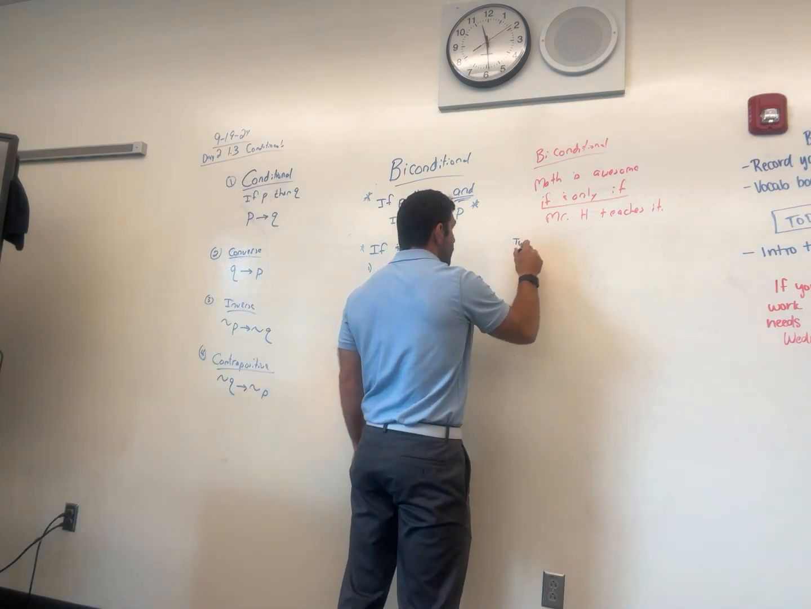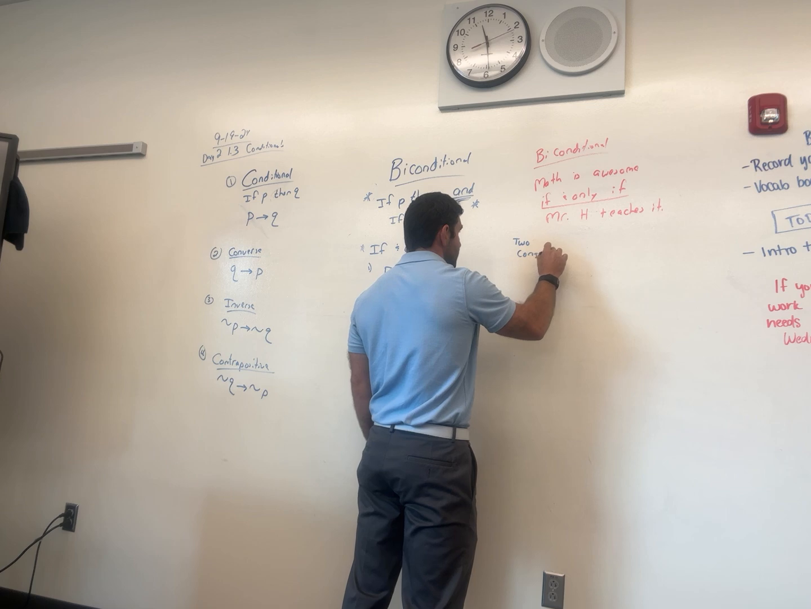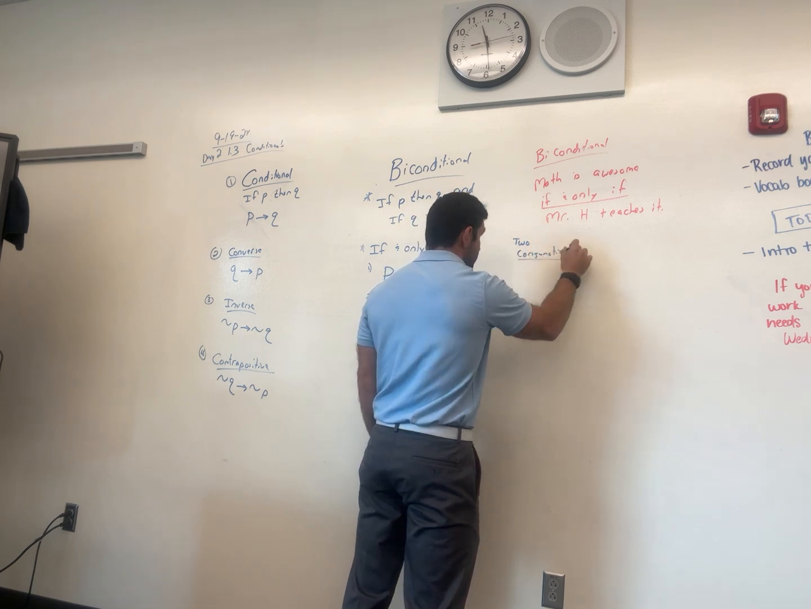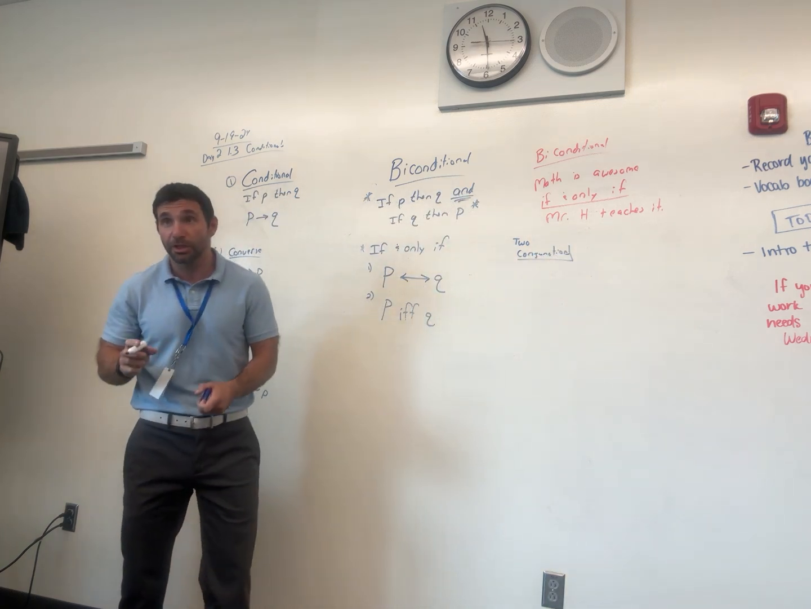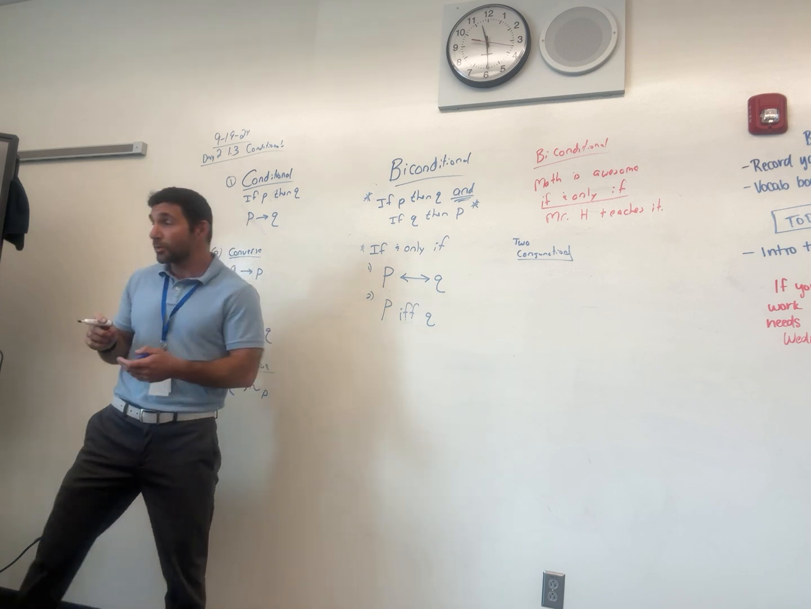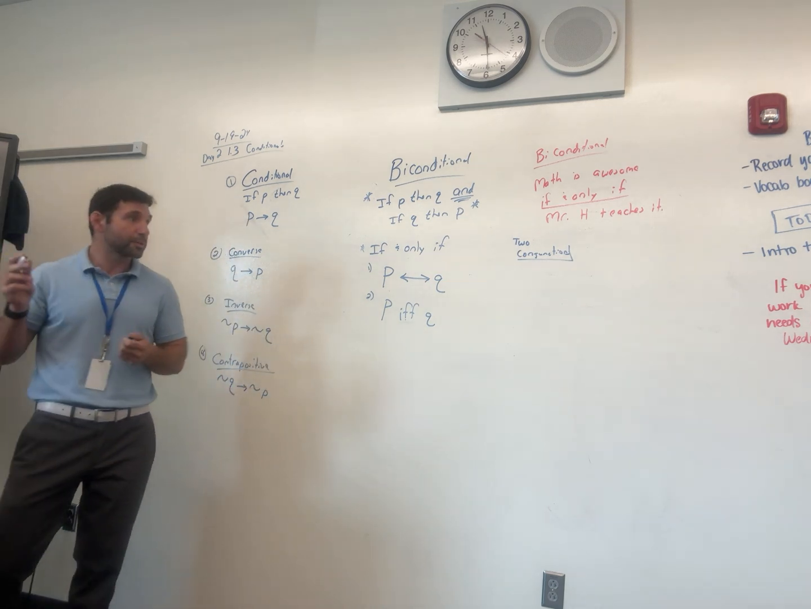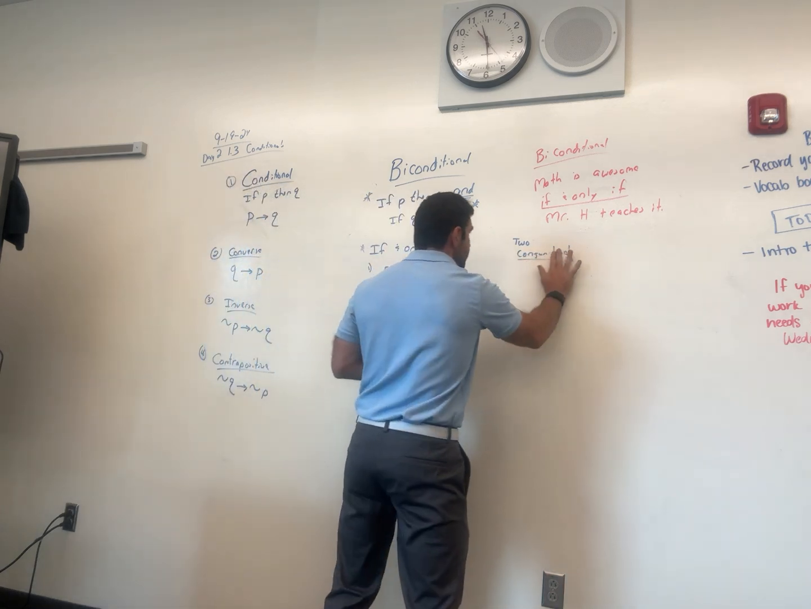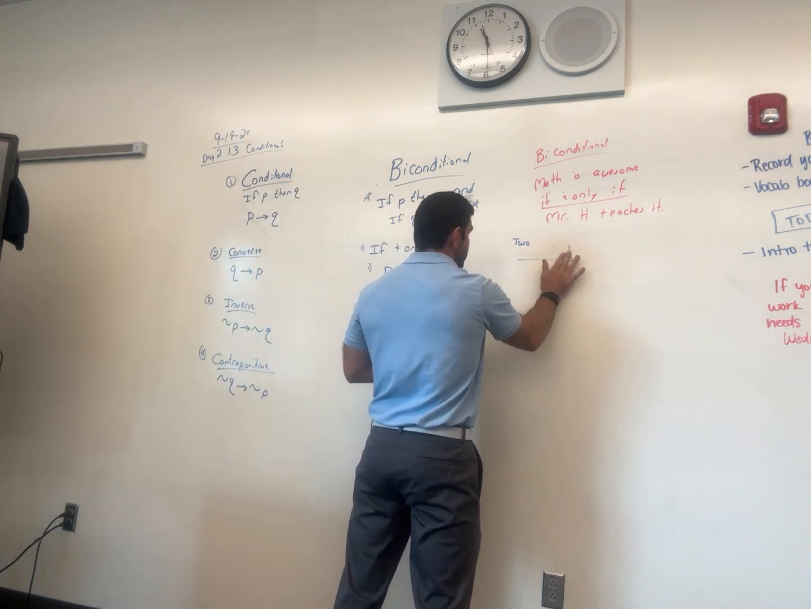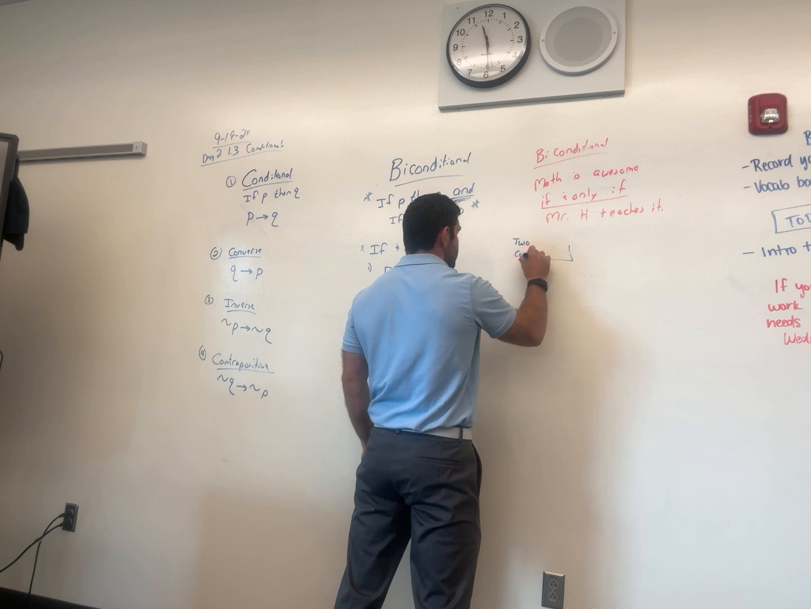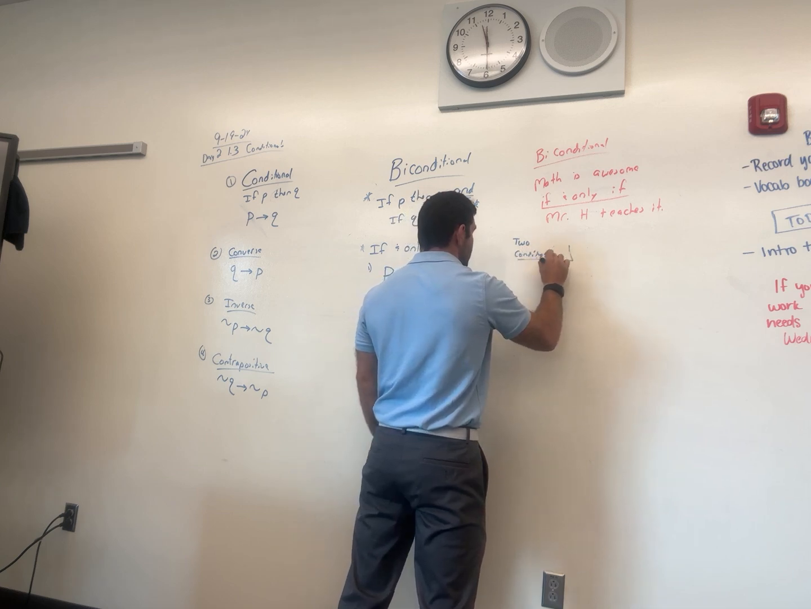Write the two conjunctions. Okay, and this is what it's going to look like. So now we're going to write the two conjunctions. The two conjunctions are those if-then statements. Okay? Or no, I'm sorry, two conjunctions. I wrote conjunctions. Two conditionals. Sorry.